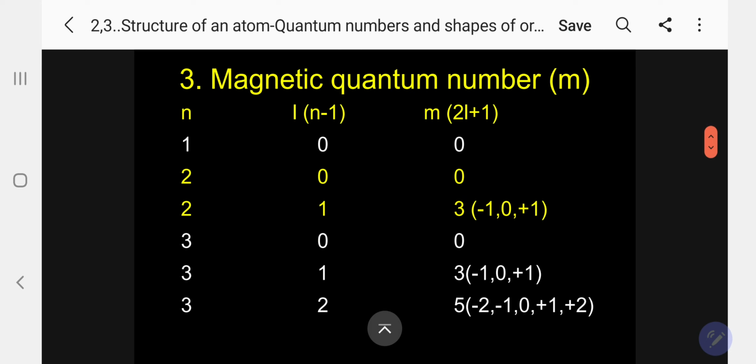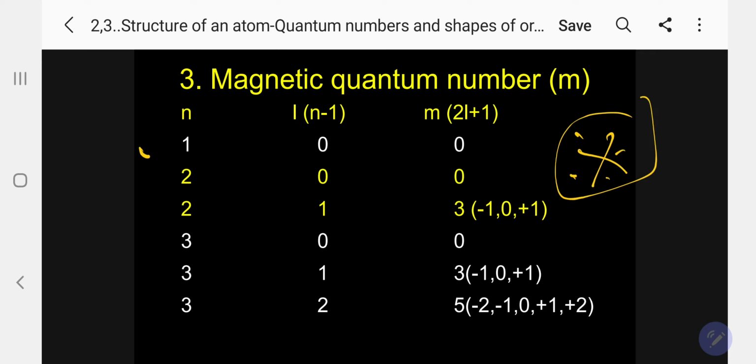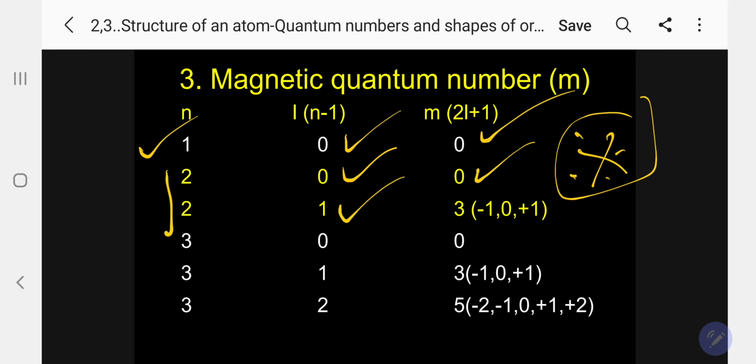See this one. This is very, very important, my dear student. Listen to me. Suppose I am taking n equal to 1 level, only 1 level. There is only one shell, and only one subshell, the S subshell. So, here the magnetic quantum number is 0, and the azimuthal quantum number is also 0, for n equal to 1. So 1s. Then for n equal to 2, there are 2 subshells, S and P. S as usual 0, 0. Whereas P, we know L is 1. 1 means 3 values. Kindly follow: minus 1, 0, plus 1.